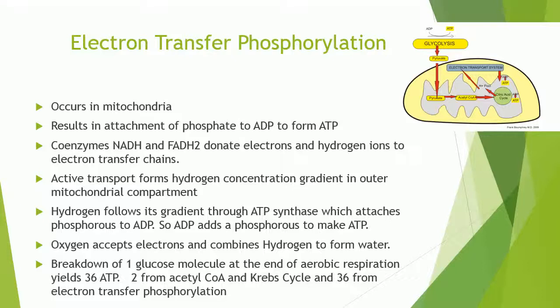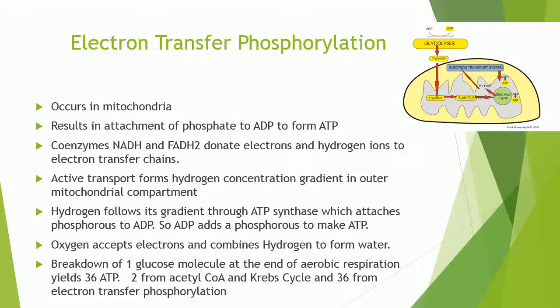So you had some coenzymes that you produced in the last step of aerobic respiration on the last slide. So you have NADH and FADH2, which you had produced in acetyl coenzyme A and the Krebs cycle. And you're going to donate electrons and hydrogen ions to the electron transfer chain. So you're also, beyond that, going to have active transport from hydrogen concentration gradients in the outer mitochondrial compartment.